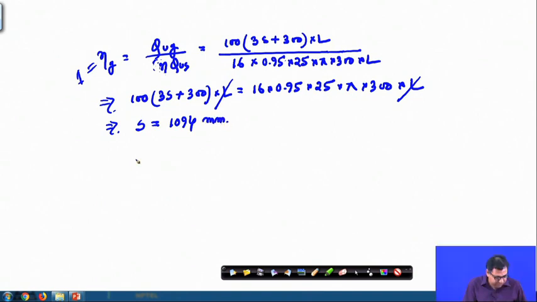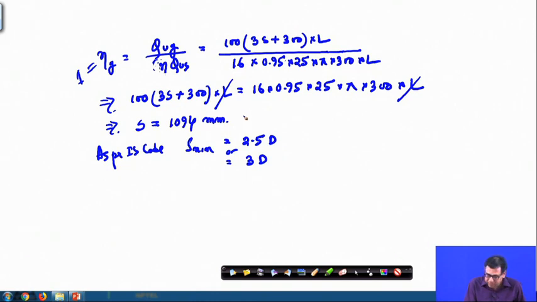Okay. And so, if I provide that spacing of 1094 millimeter, then the efficiency will be exactly 1 or 100%. And as per IS code, the minimum spacing S minimum for clay or friction or point bearing is 2.5 D or 3 D. So, this is the minimum spacing.